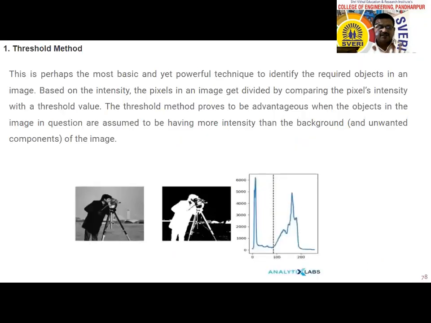Now we'll see the first method, that is the threshold method. This is perhaps the most basic and yet powerful technique to identify the required objects in an image. Based on the intensity, the pixels in an image get divided by comparing the pixel's intensity with a threshold value. The threshold method proves to be advantageous when the objects in the image in question are assumed to have more intensity than the background and unwanted components of the image.